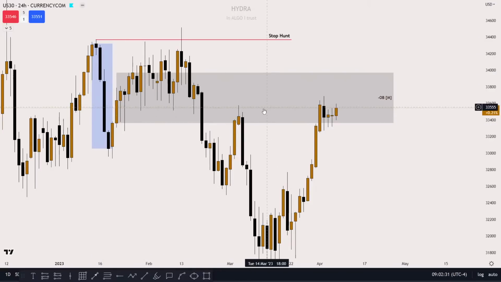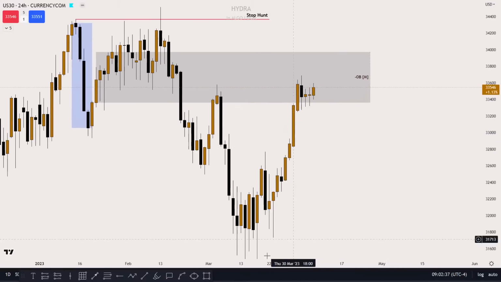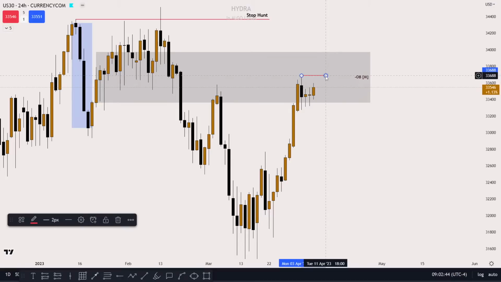And what do you see happening? Price hit the midway, the mean threshold of the order block too, right? So let's mark out our nearest liquidity pools. That's our nearest liquidity pool towards buy side liquidity, right?